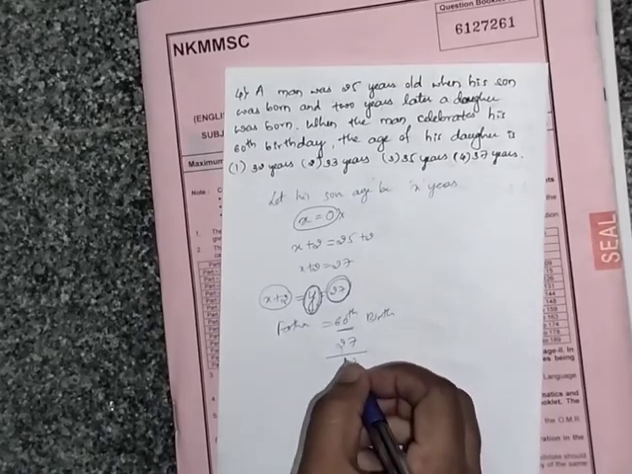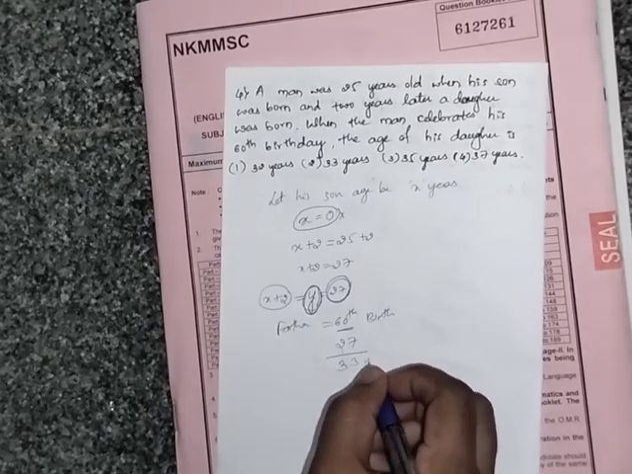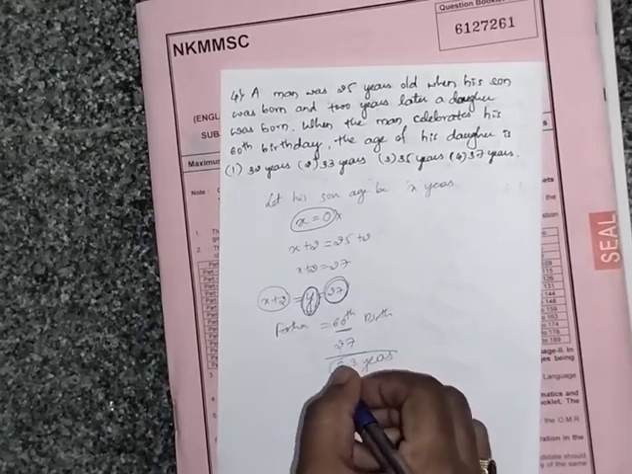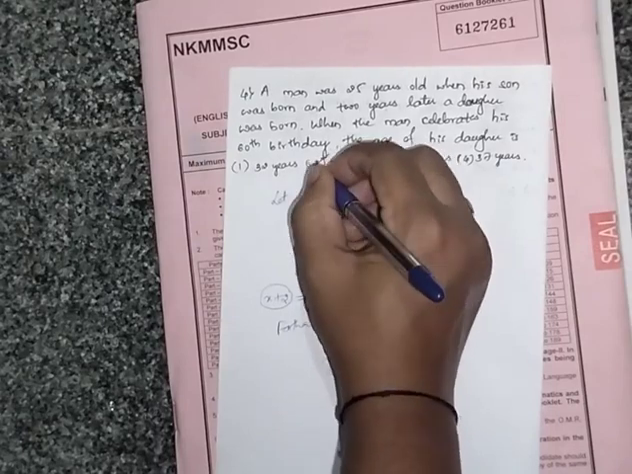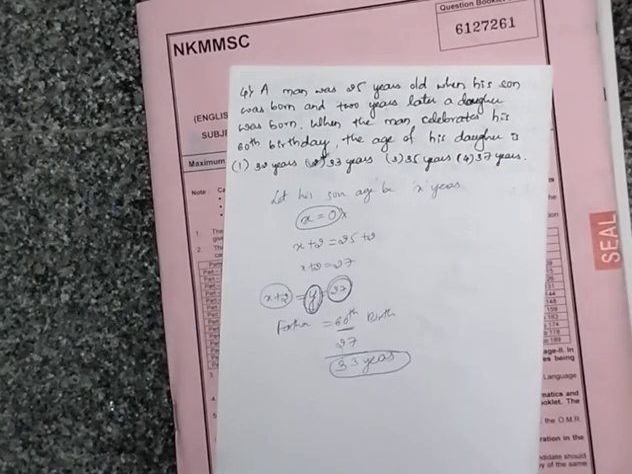That means it will be 33 years. That means the daughter is 33 years old whenever her father is celebrating his 60th birthday. That means option number 2 is the correct answer. I hope you are getting my point as well as the concept. So here let's end today's questions and answering time, and let's continue tomorrow. Okay, thank you.